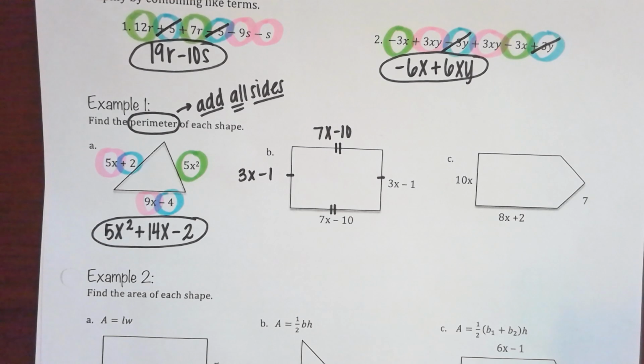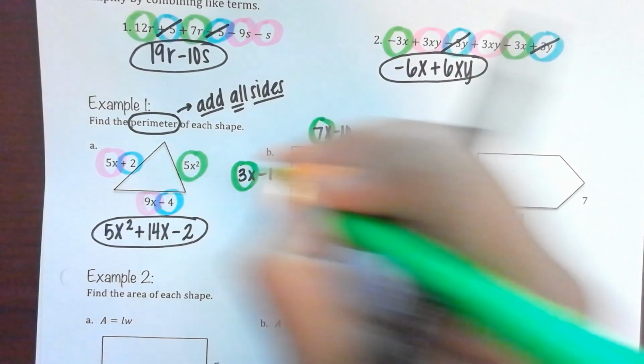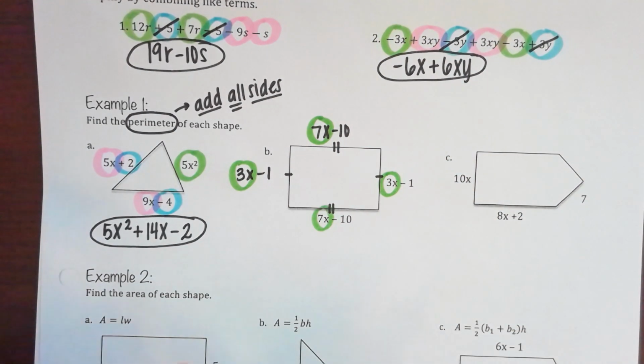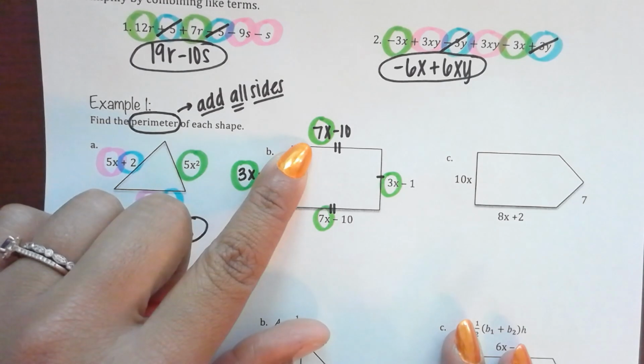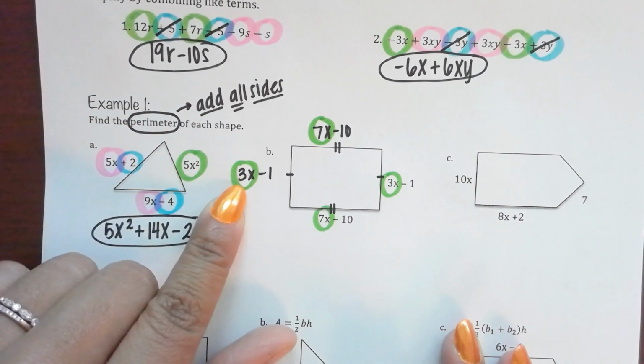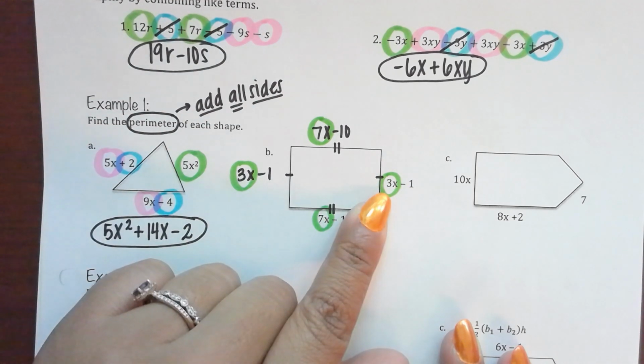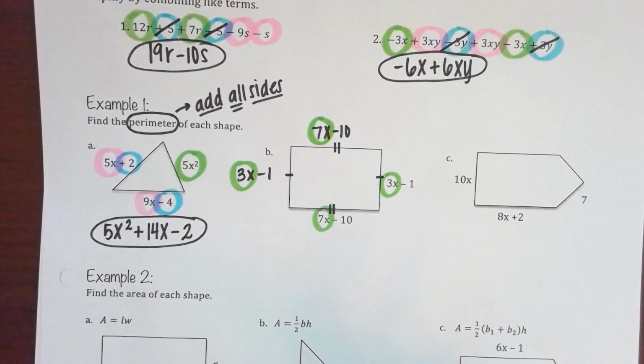So, combining like terms, what do I need to focus on first? The x's. So, what x's am I dealing with? 3x, 7x. So, what am I putting in the calculator? 7 plus 7 plus 3 plus 3. The order does not matter. You just have to see the same number twice. So type in 7 plus 7 plus 3 plus 3.